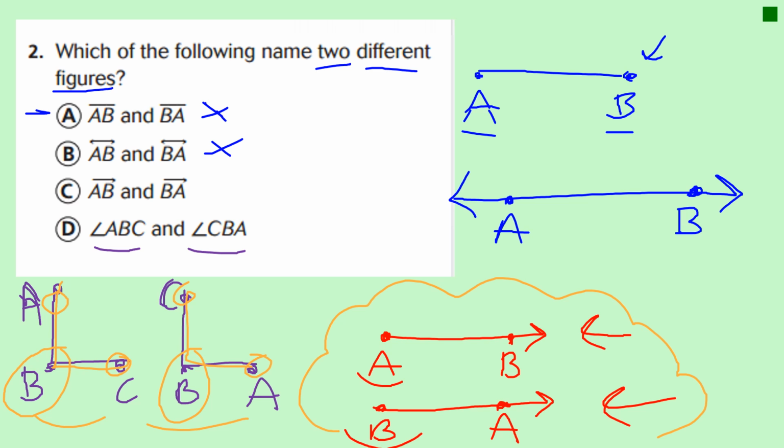So when you are labeling or naming a ray, be sure that the first point is the first letter in your label or in the naming of the ray. Okay? So the point comes first. All right, guys?